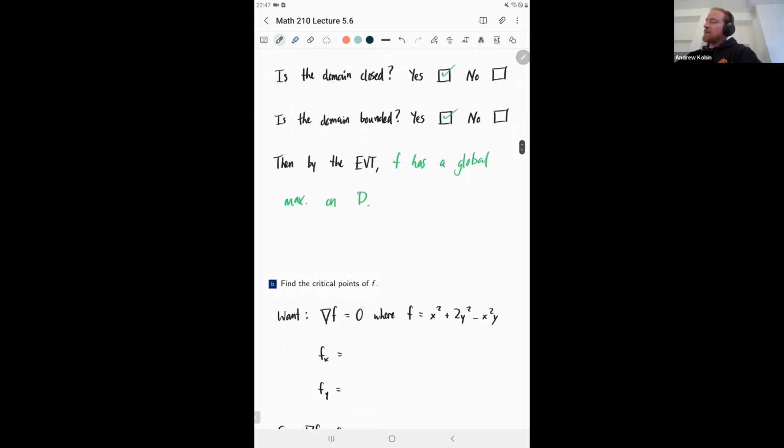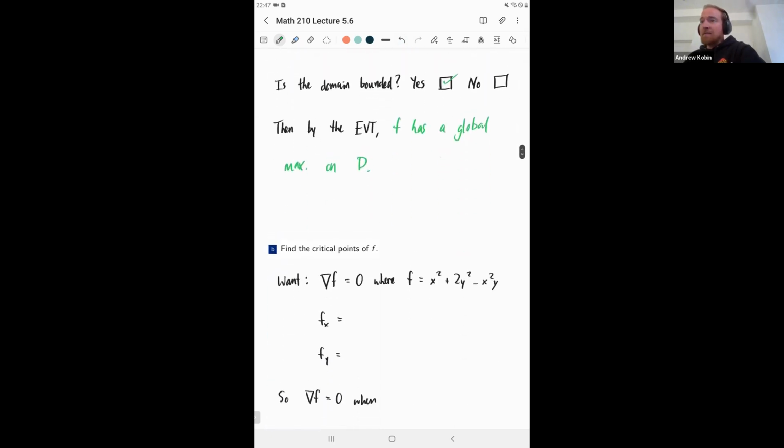So let's do part B of this problem, which is to identify the critical points. These are points where the partial derivatives with respect to x and y both vanish. We'll identify those in a moment. And they are places where f could have a local max or a local min. In this case, we'll be interested in local max.